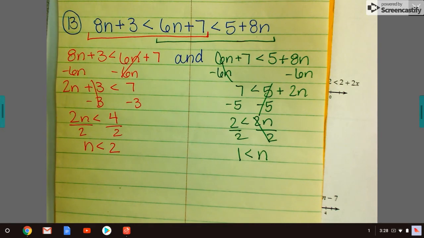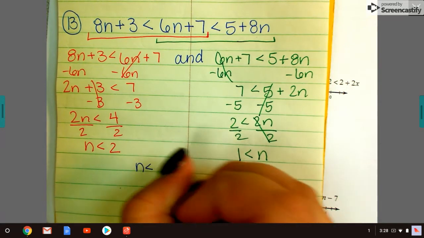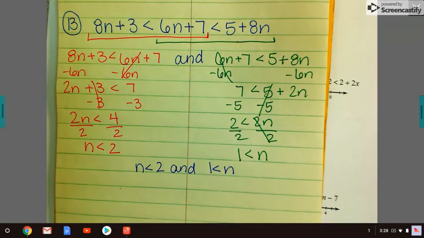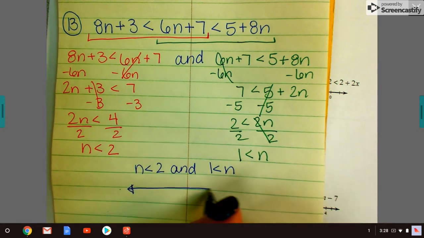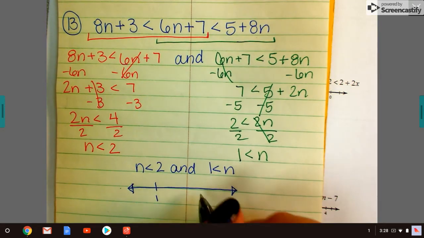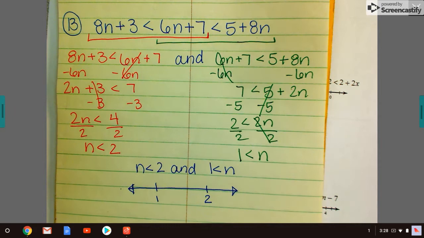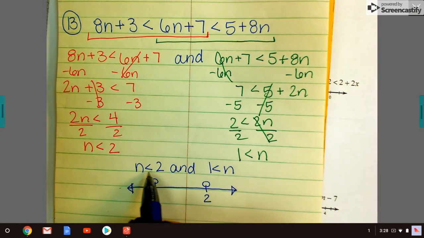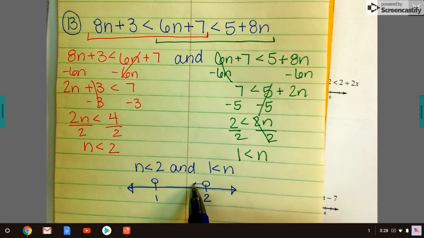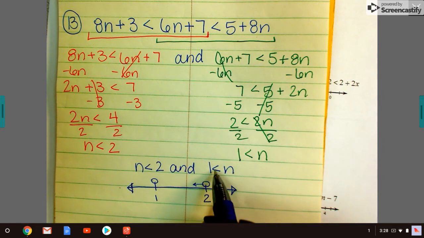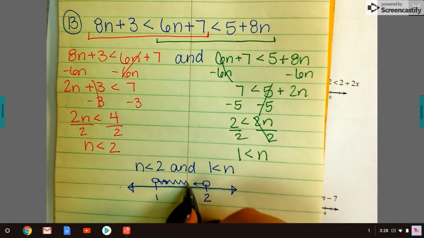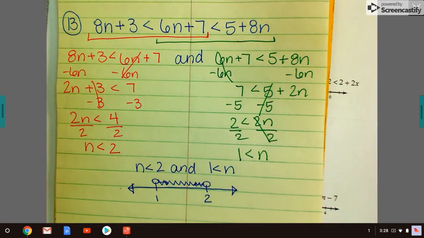So now I can kind of shove it together. I've got n is less than 2 and 1 is less than n. So now I can graph both of these together. Give myself a point at 1 and 2. They're both going to be open dots. My n is less than 2 means I'd shade to the left, and my 1 is less than n means I would shade to the right. So my overlap is right in between the two of them. So there's number 13 for you.